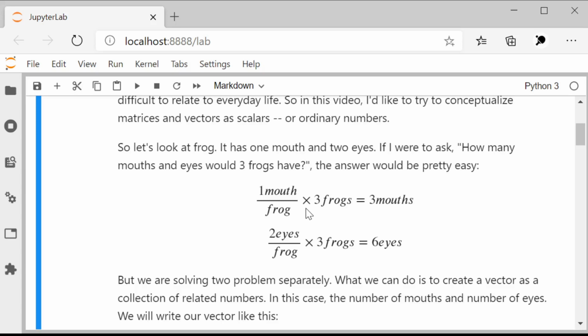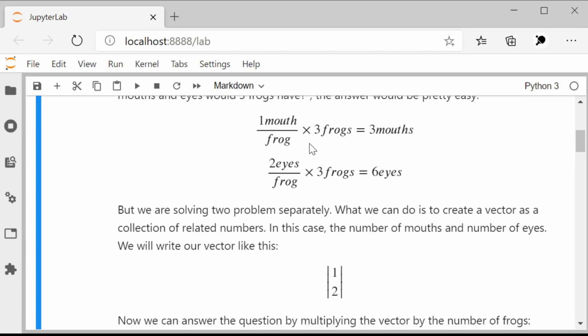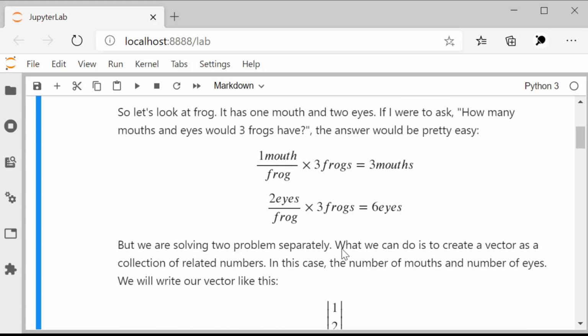Let's look at frogs. A frog has one mouth and two eyes. If I were to ask how many mouths and eyes three frogs would have, the answer would be easy, right? You would multiply one mouth by three frogs equals three mouths, and two eyes by three frogs to get six eyes. But solving that is really solving two similar problems together.